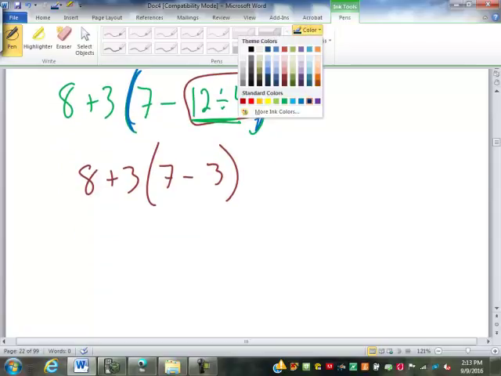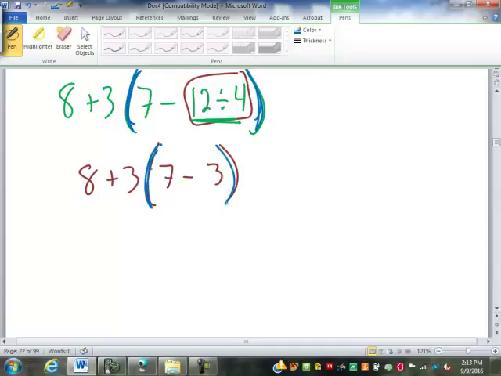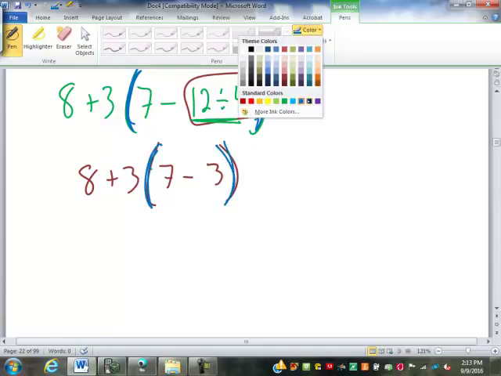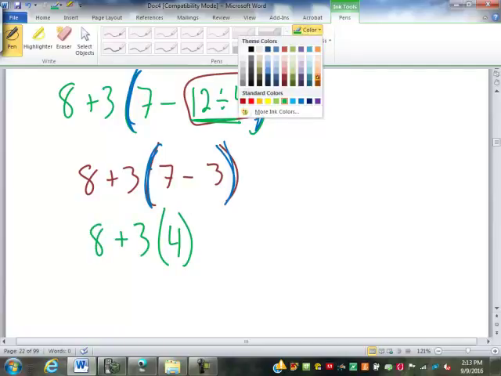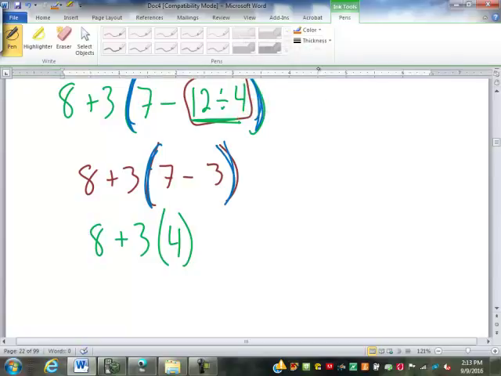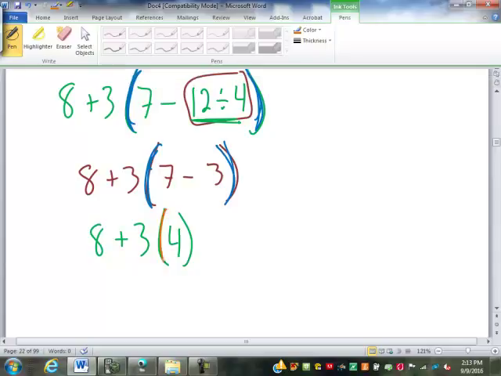Still inside our parentheses here, we have 7 minus 3 to do. 7 minus 3 is 4. Perfect. Once again, we replace the 7 minus 3 with 4, and everything else stays the same. Now we've reached a spot where we've reduced what's inside that enclosing symbol, in this case our parentheses, to a single number. So we don't need that enclosing symbol anymore.